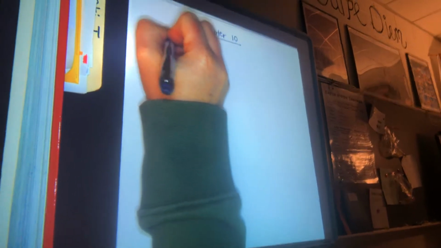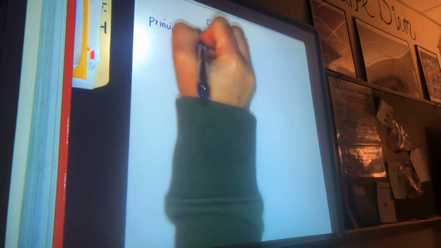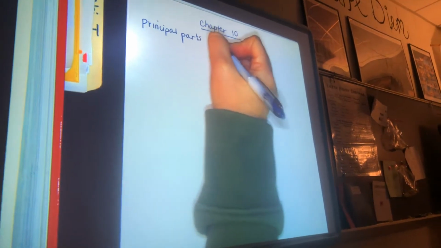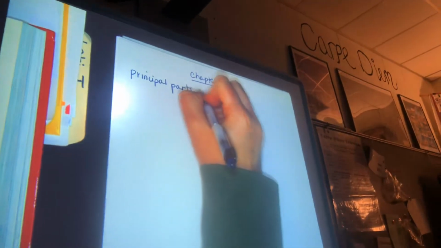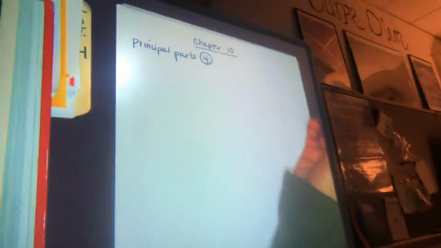which is all about what's called principal parts. You have been using principal parts the whole semester, you just didn't know it. In Latin, there are 4 principal parts.